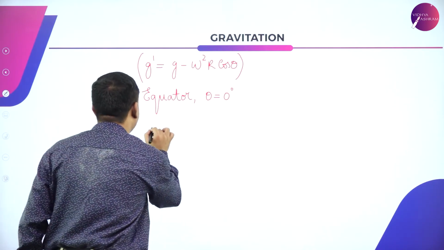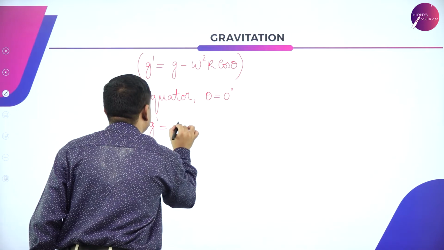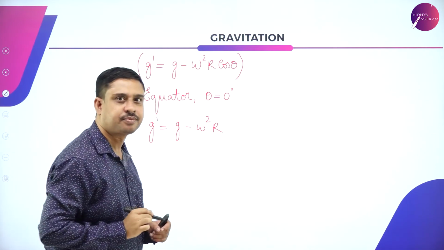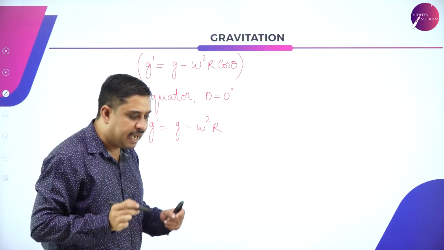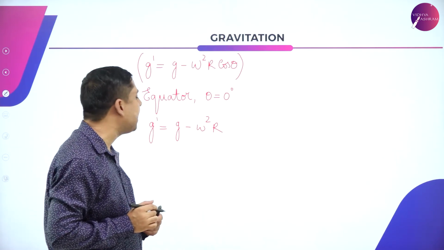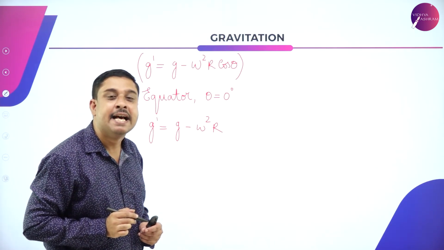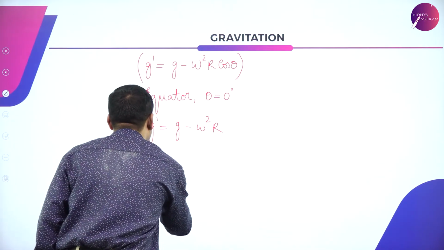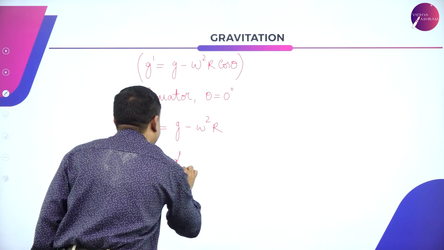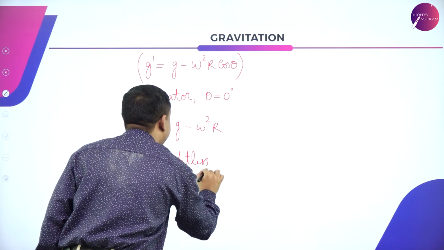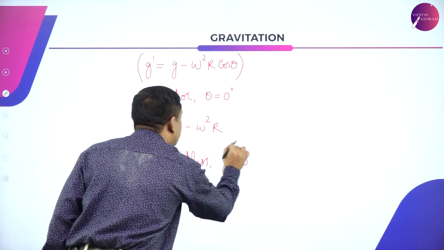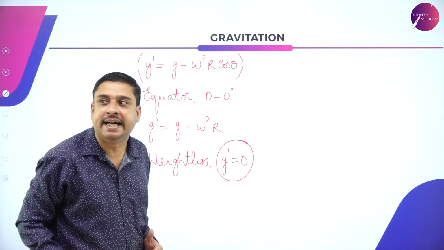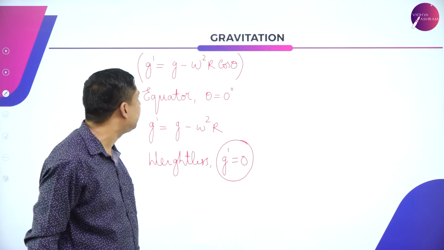So what happens to this expression? G dash is G minus omega square r. And again, very clearly, what is the condition given? The body should be weightless. So, if the body has to express weightlessness, G dash should be 0. See, one after another we get a condition and simplify.